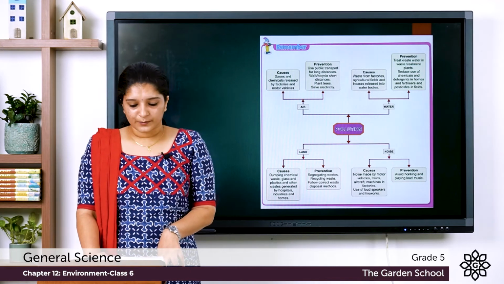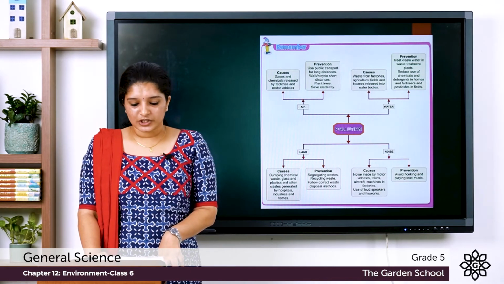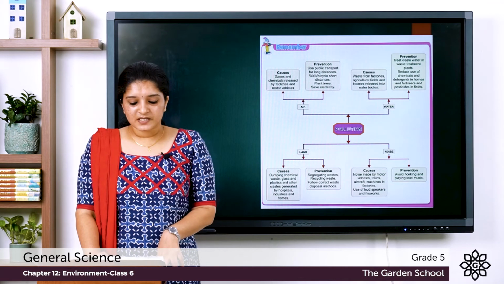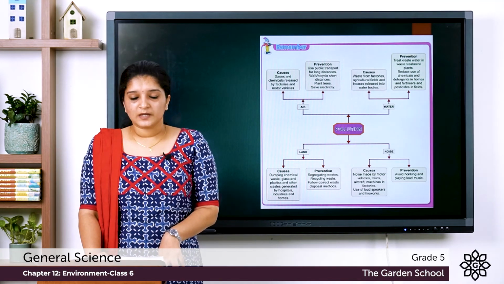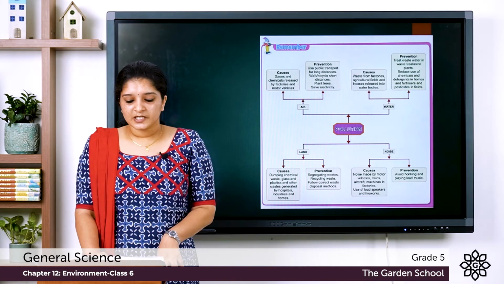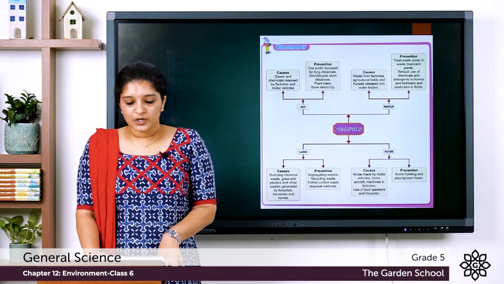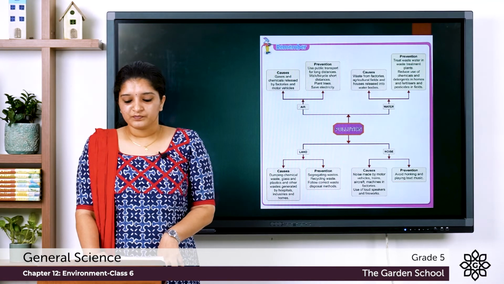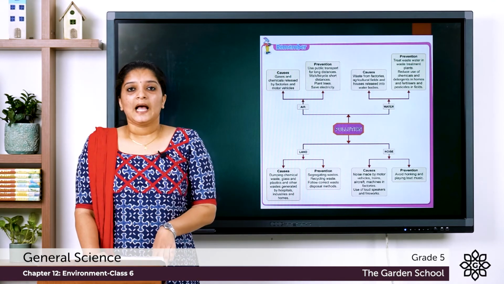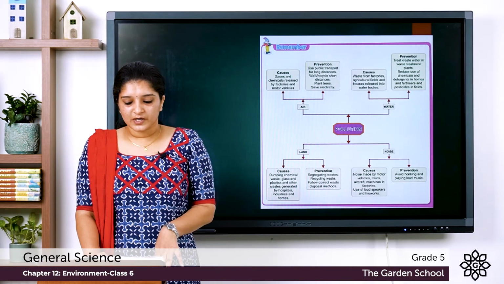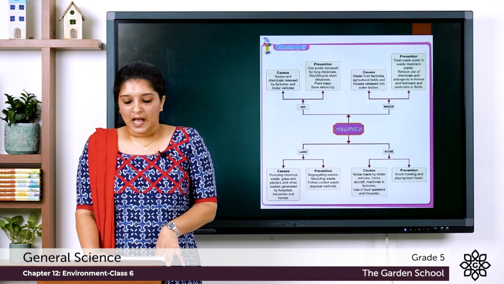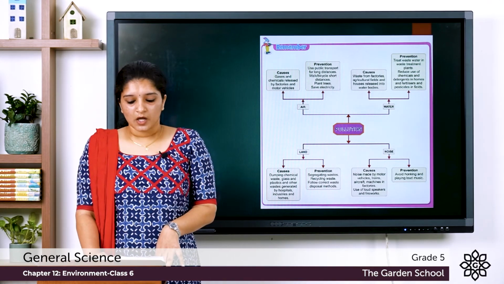Then we learned about water pollution, and the causes include waste from factories, agricultural fields and houses released into water bodies. The preventive measures include treating wastewater in waste treatment plants, reducing the use of chemicals and detergents at homes, and of fertilizers and pesticides in fields.